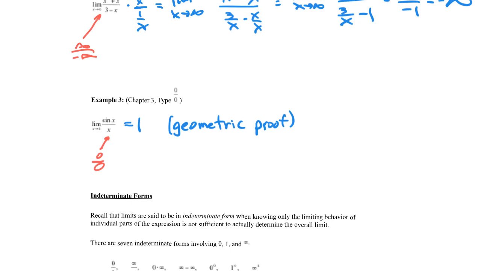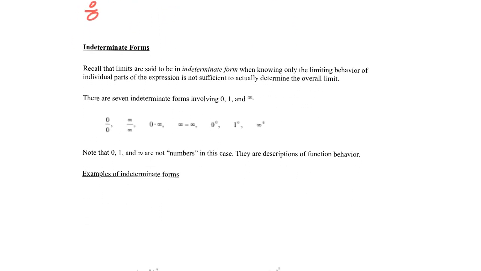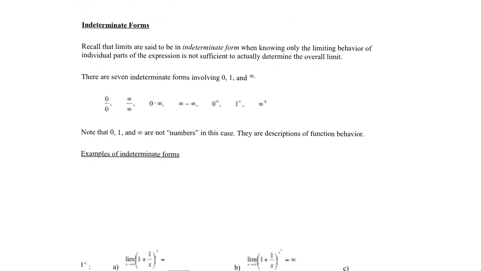So before we do it, we have to talk a little bit about indeterminate forms, and we've seen some of these, but we're going to actually see all of them right here. Limits are said to be indeterminate form when knowing only the limiting behavior of the individual parts of the expression is not sufficient to actually determine the overall limit. And there are 7 of these indeterminate forms that involve zeros, ones, and infinities. And these are the 7.